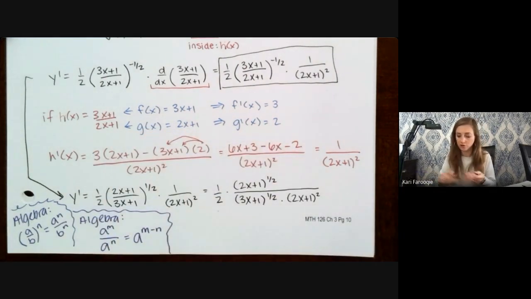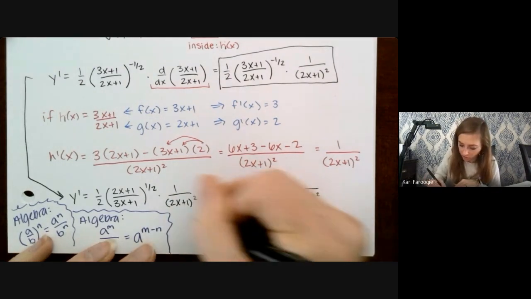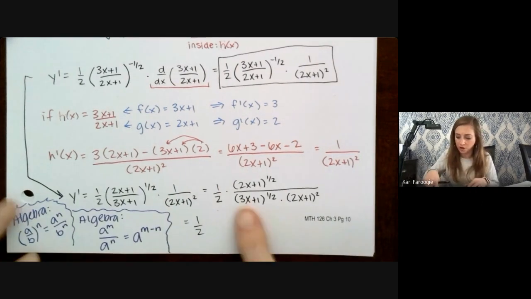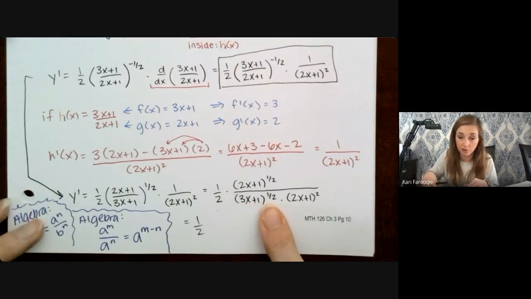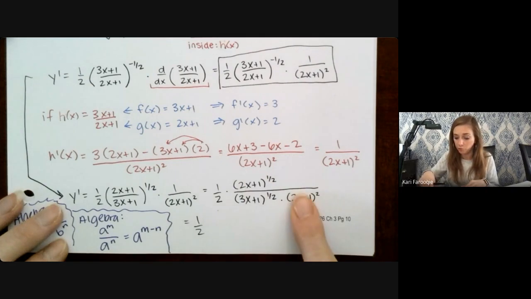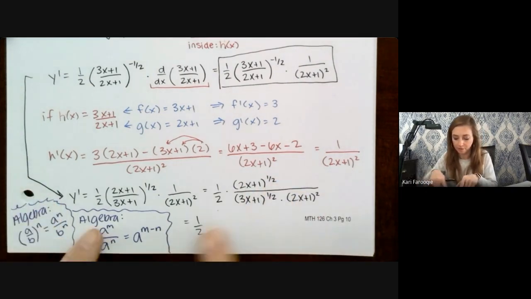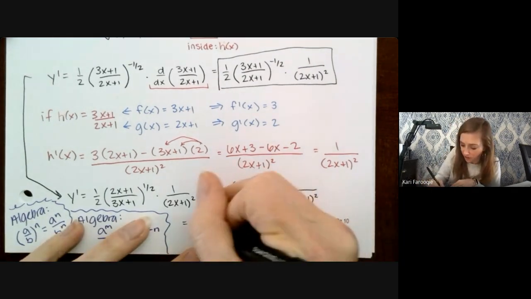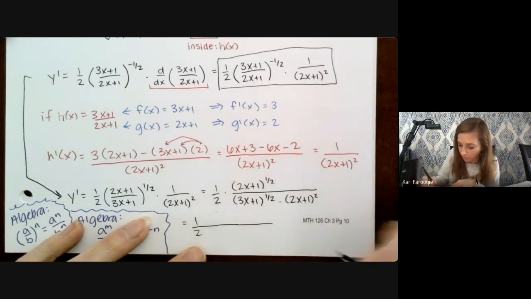That's what I'm going to use here to simplify 2x plus 1 to the half divided by 2x plus 1 squared. So I'm just going to take my derivative. 1/2 still stays. The 3x plus 1 to the half is going to stay in the denominator. There's nothing I can do with that. But with the 2x plus 1, if I take m minus n, I'm taking 1/2 minus 2, and that leaves me with negative 3/2. So 1/2 minus 4/2 is negative 3/2. So that quantity is going to stay in the denominator, but with a power of 3/2.